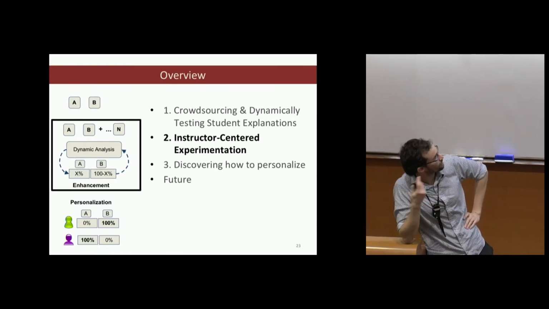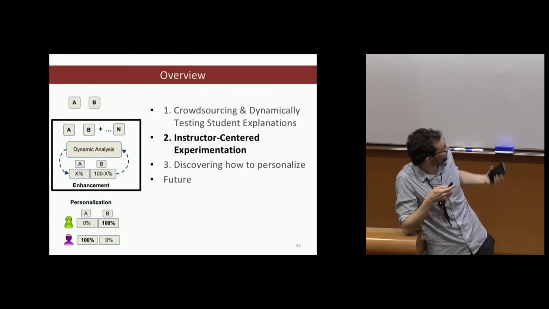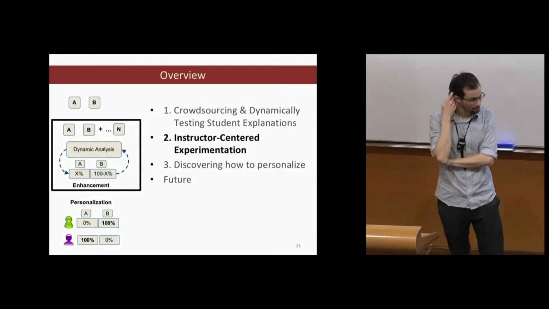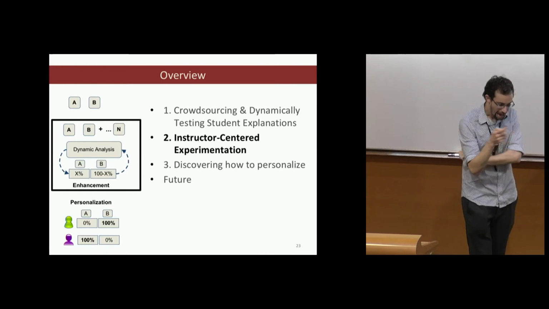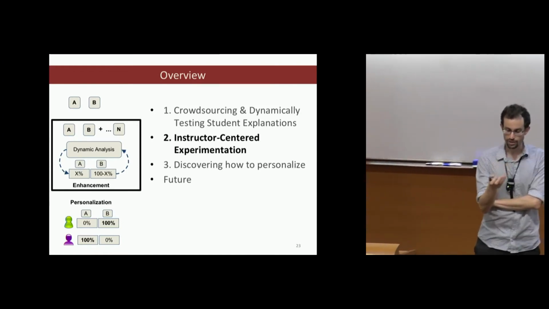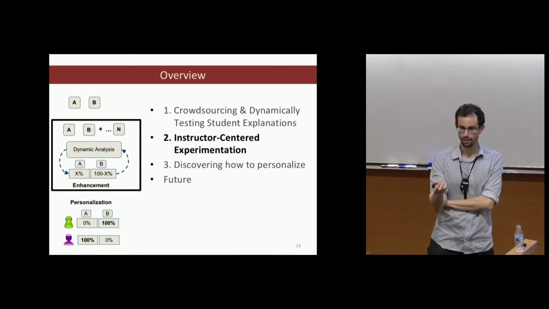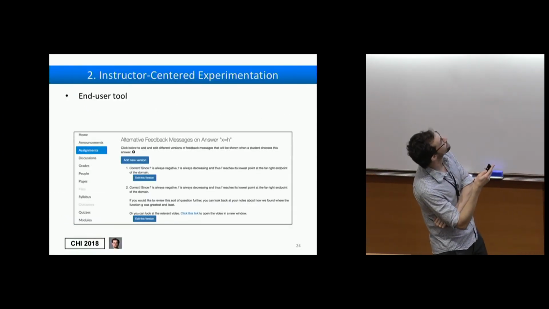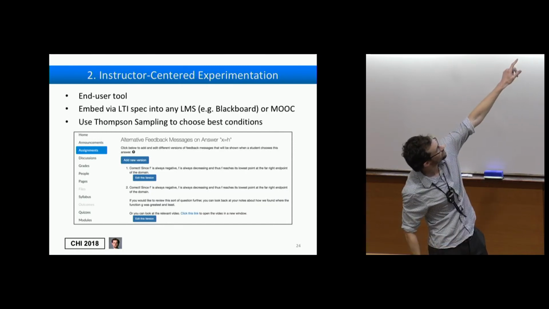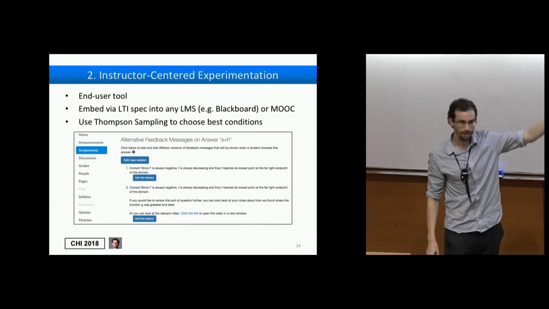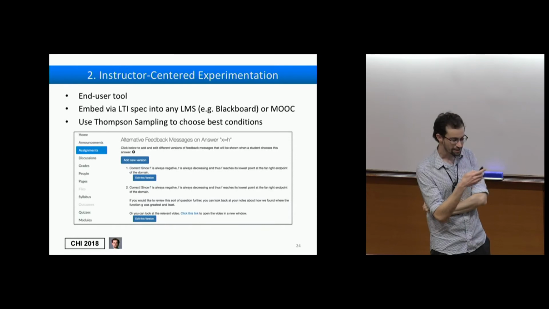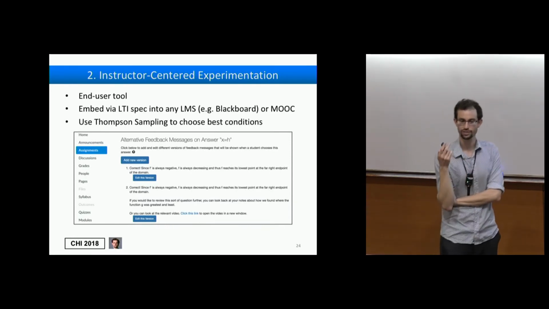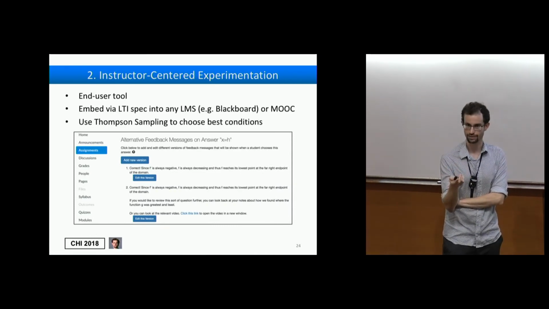So this other work, and I'll skim through this quickly, is instructor-centered experimentation. This is a CHI paper, and I'll be really quick. But the key contribution here is, how do we build a tool so that instructors can more easily conduct experiments? There's a lot in this paper, it's on my website, but here's the key insight for you. We built a tool that let instructors design different explanations, different feedback messages. And then we deployed it with students in 3 Harvard courses, and we use Thompson sampling to choose the explanations that have the highest rating.